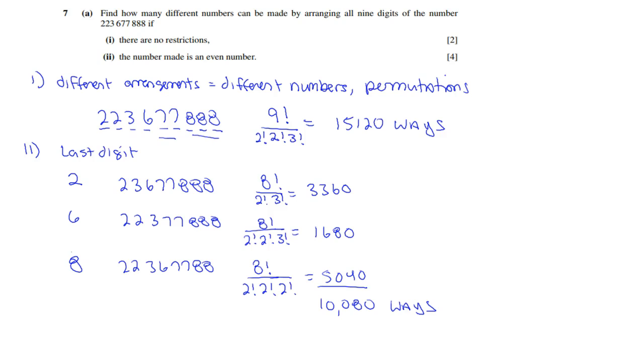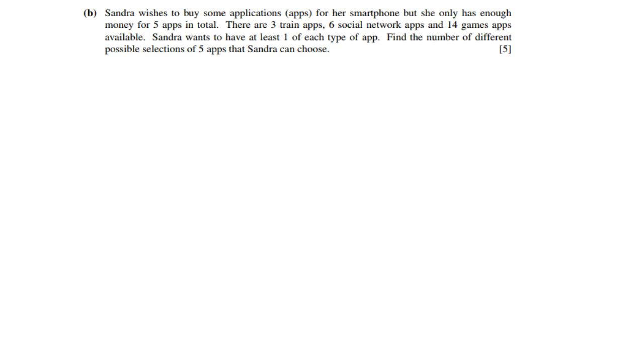All right. Now, in the last B part, it says Sandra wishes to buy some apps for her smartphone, but she's only got enough money for 5. And there's 3 training apps and 6 social network apps and 4 games, and she wants to buy at least one of each. And so we're talking about combinations here. The key word here is she's choosing them. And so if I've got 3 training ones and 6 social ones and 4 games, but I need to have 1 of each. Well, the question is, how can I pick 1 out of the 3 and 1 out of the 6? And I just got to look at all these different variations.